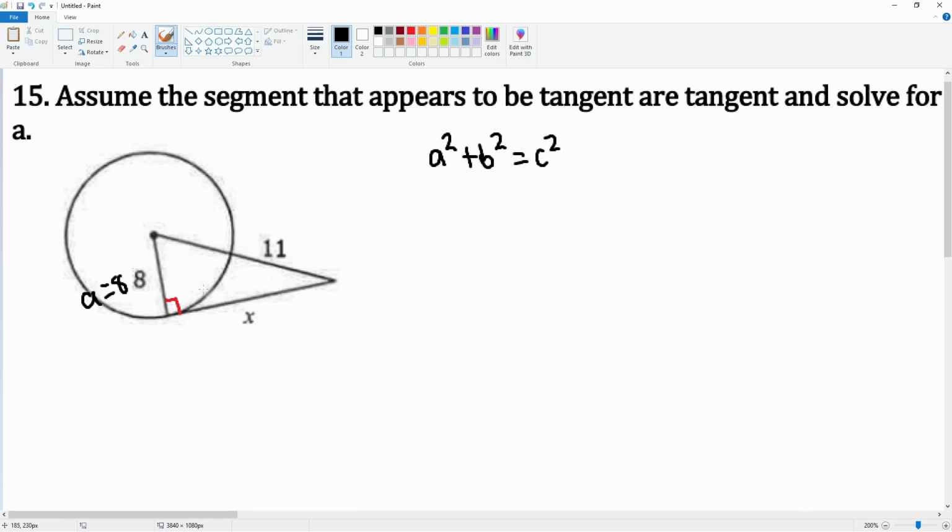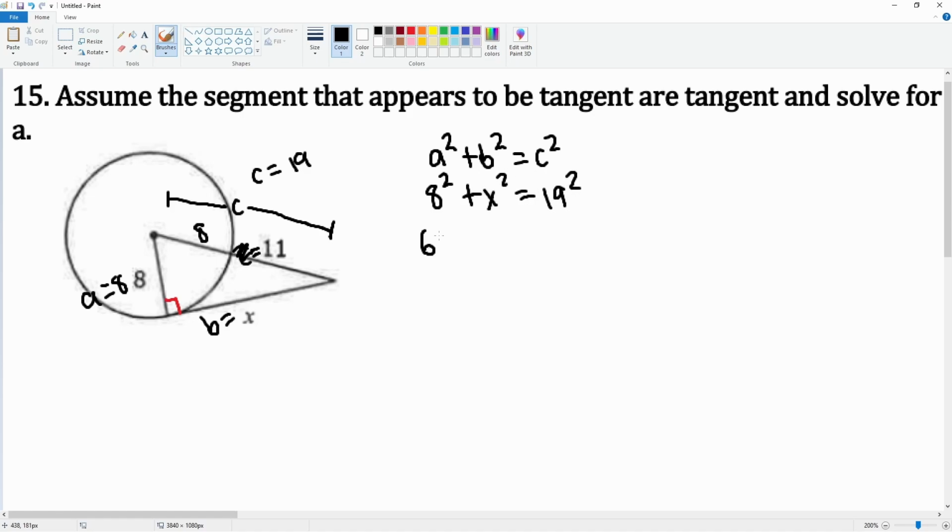A can be equal to 8, b can be equal to x, and c can be equal to what? 11. It's not just 11 because this is 8. C has to be the entire thing. C is the entire thing. So C is 19. So A is 8 squared plus B is x squared and C is 19 squared. This is 64 plus x squared is equal to 19 squared.